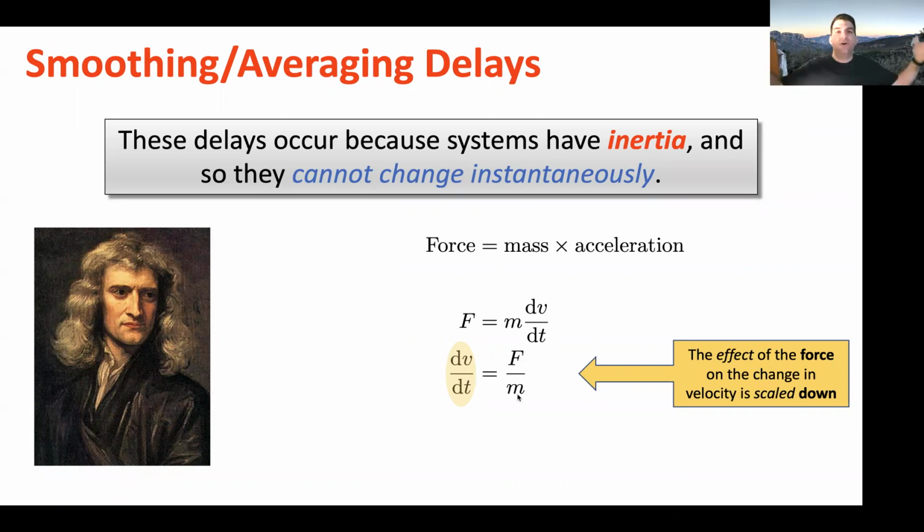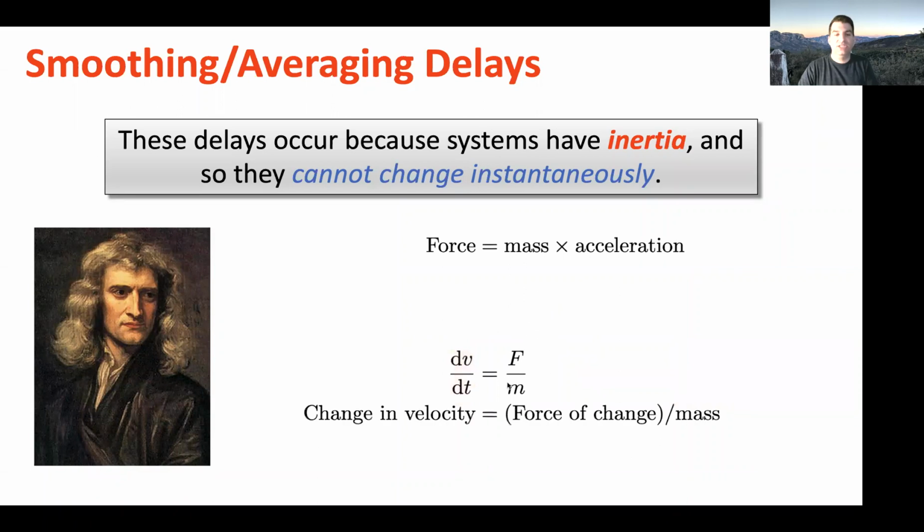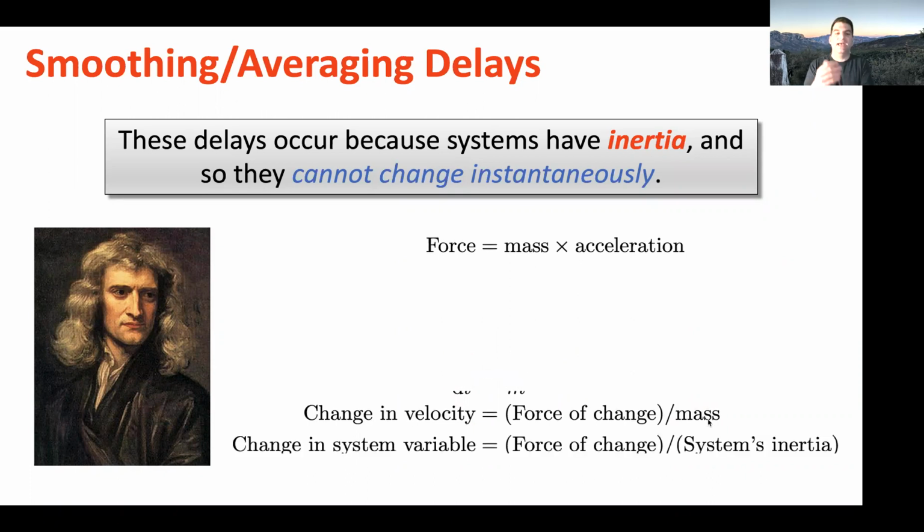If the object has a very large mass, then the same force is not going to produce a very large or very fast change in the object's velocity. And that's all that's being represented here. So the change in velocity is just the force of the change scaled down by the mass of the object. And that more generally goes back to a change in any variable in our system is the force applied to that change divided by our variable's inertia. And so that term inertia has to do with how sluggish systems are. In the case of pushing on massive objects, an object's inertia is equivalent to the object's mass.